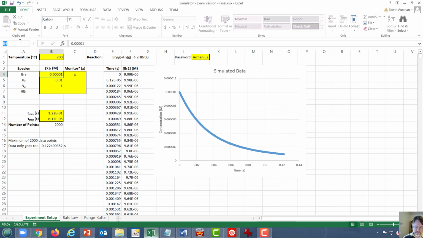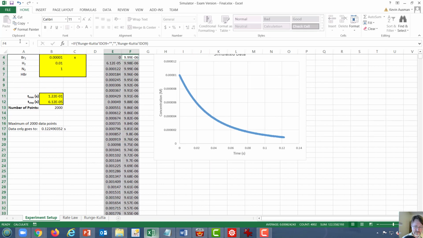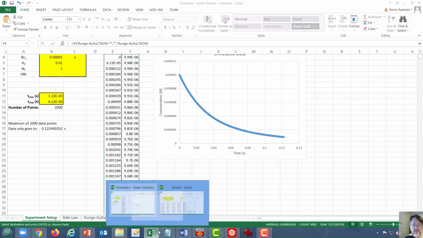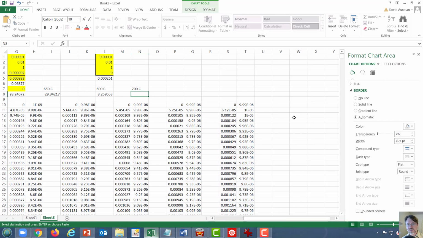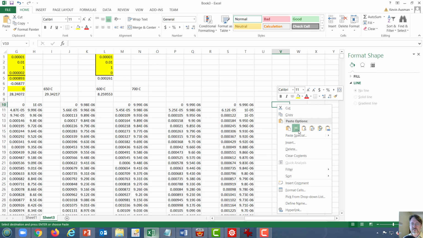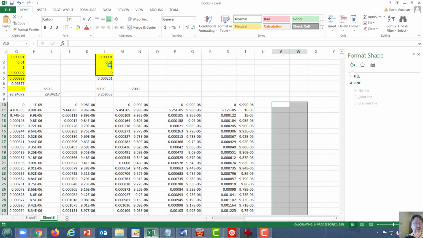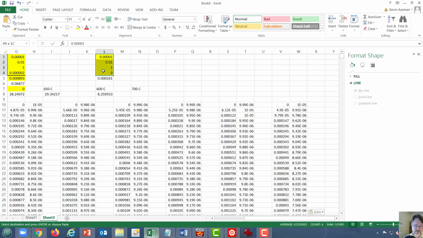X comma Y, copy, over here, over that. Paste numeric. Conditions are the same.